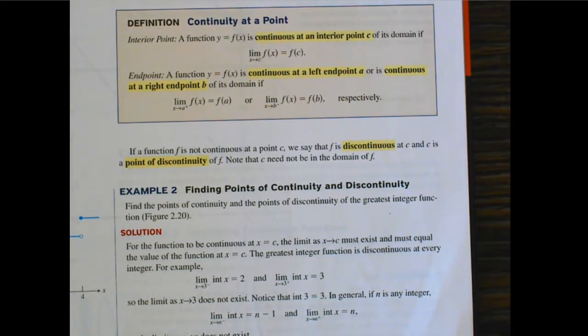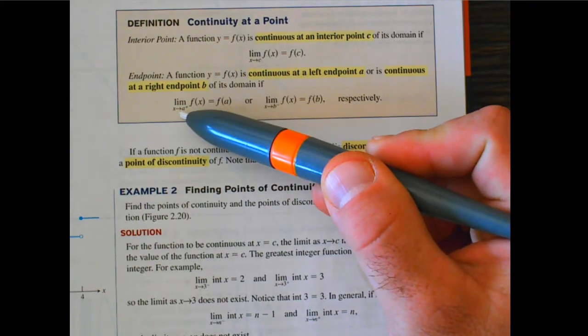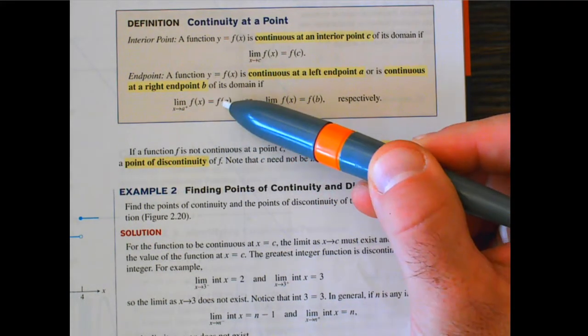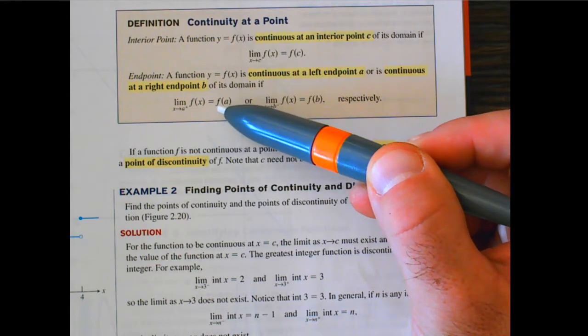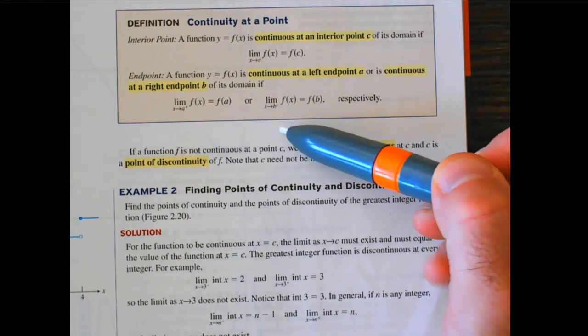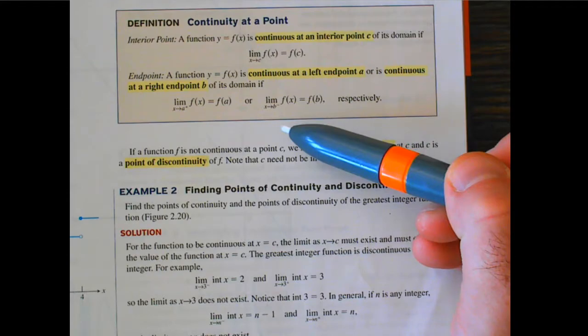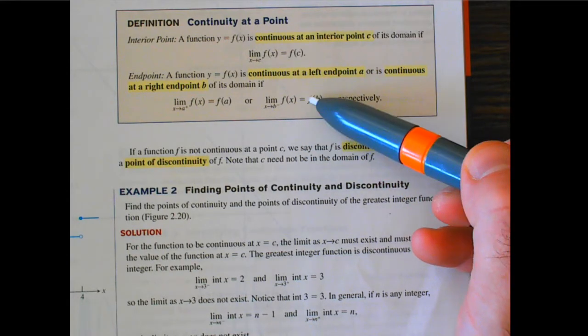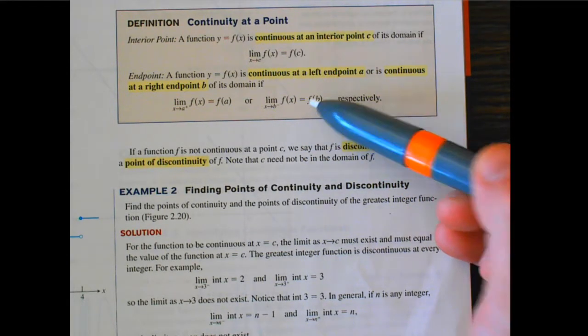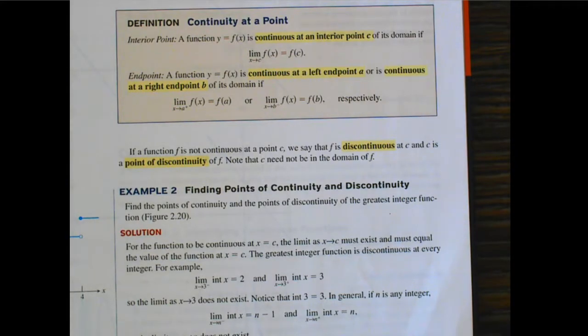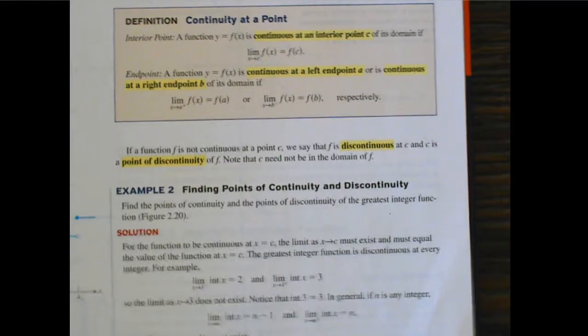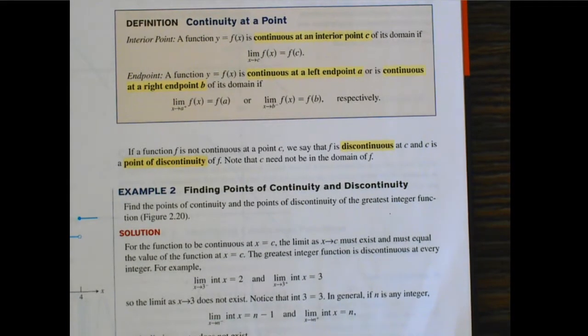It is continuous at a left endpoint or continuous at a right endpoint if the limit as x approaches a from the right of f of x is equal to f of a. That's where it's continuous at the left endpoint. Or the limit as x approaches b from the left of f of x is equal to f of b. So that's it being continuous at a right endpoint. Again, I would probably insist that you guys write that in your notes because that's some important stuff.